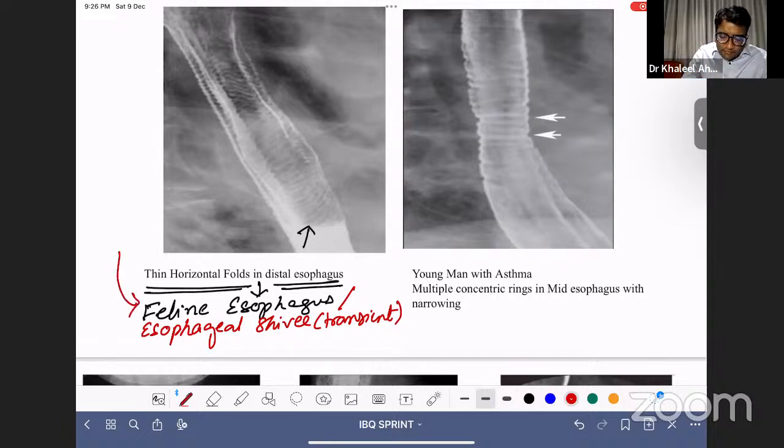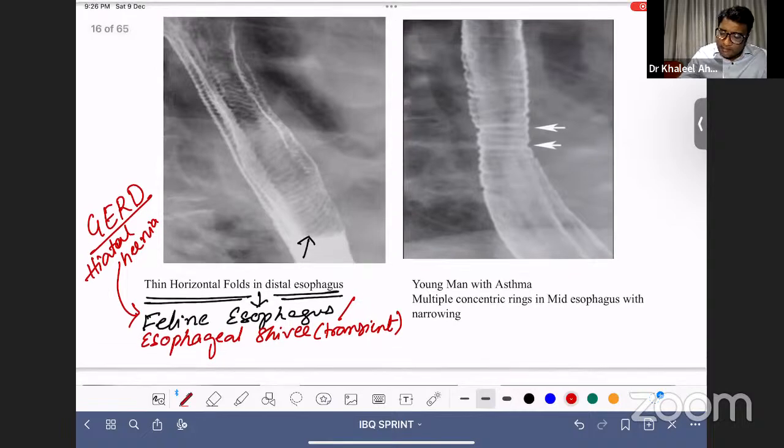This feline esophagus occurs when you have a reflux disease, gastroesophageal reflux disease, or a hiatal hernia. When you have a hiatal hernia or gastroesophageal reflux disease, you will have these thin horizontal folds in the lower part of the esophagus. Transiently, when the reflux is happening, you get this. This is called feline esophagus. And look at this next one.